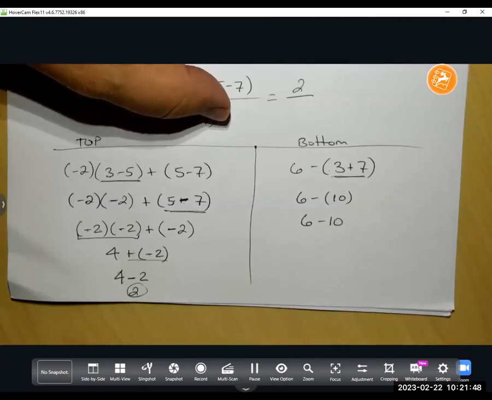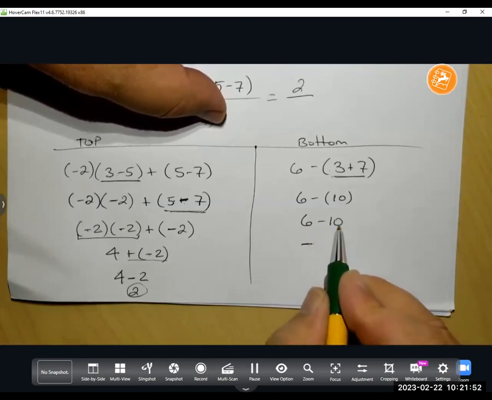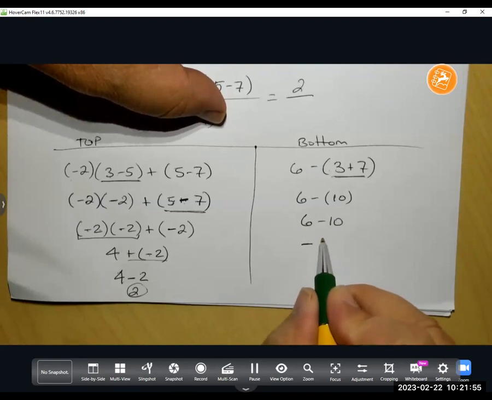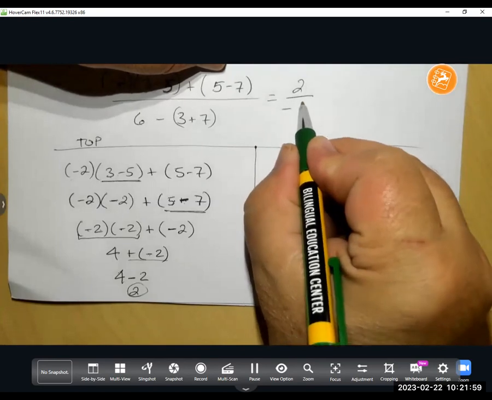6 minus 10, will the answer be positive or negative? Negative because 10 is bigger. So 10 minus 6 is 4. The bottom number is -4.